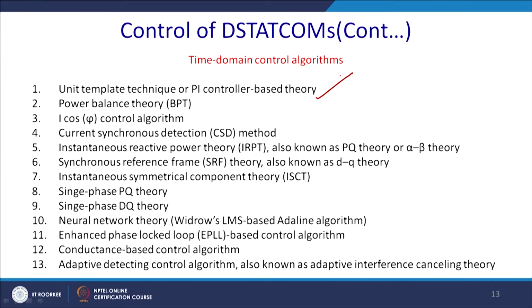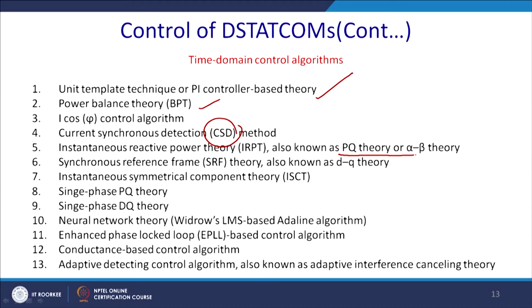A few of these control algorithms are as follows. We have listed 13, do not consider it unlucky. These are all time domain algorithms: the unit template technique or PI control based theory, which is a very simple technique. Thereafter, power balance theory, then I cos phi control, current synchronous detection or CSD method, and instantaneous reactive power theory. This is very important and it was proposed by the legend of this field, Akagi. IRPT is known as the PQ theory or alpha beta theory.